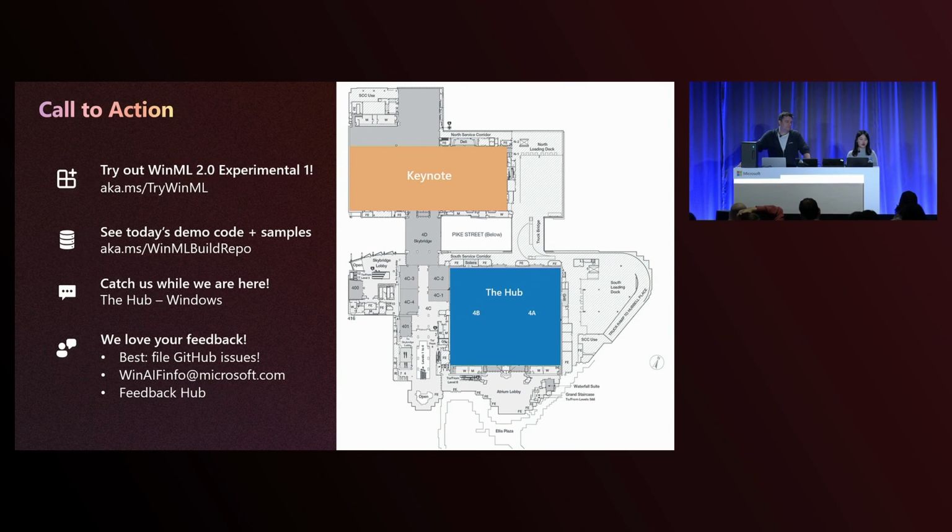And if you want to file feedback, which you definitely should, the first thing you can do is, once our GitHub repo is live, file GitHub issues from there. If you have general feedback about Windows AI Foundry, you can email windowsai.info@microsoft.com. And of course, you can also use Feedback Hub to file feedback.